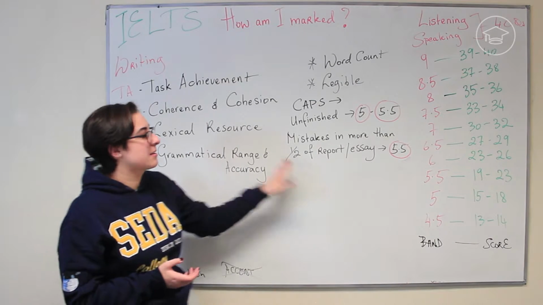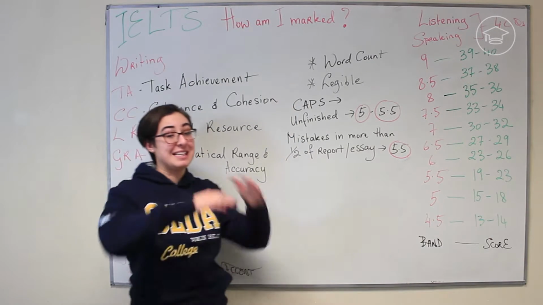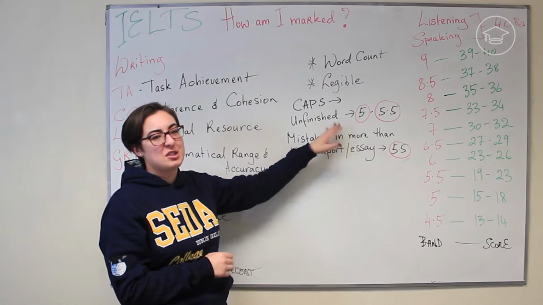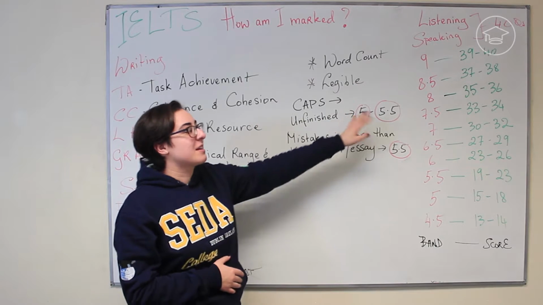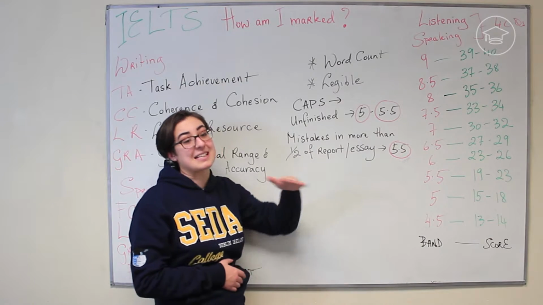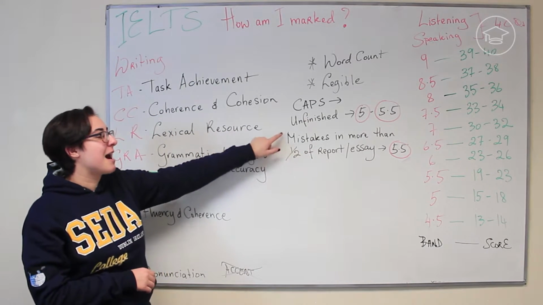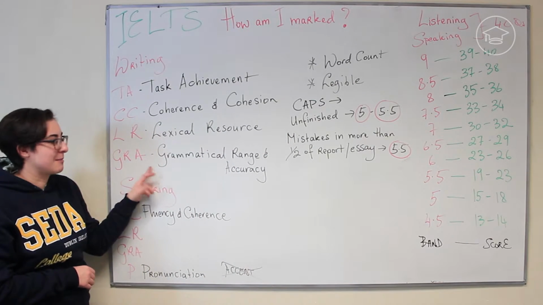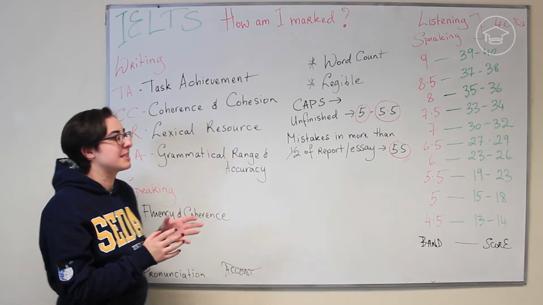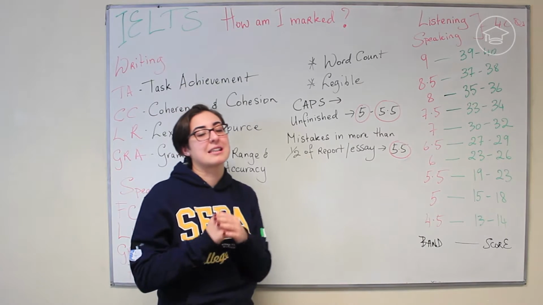Then this is another thing that not a lot of people know about, and they're called caps. A cap just means a limit. If your essay is half finished, totally unfinished, depending on how bad it is, it could be from 5 to 5.5, that's the cap. Another thing, and this is really, really huge: if you have grammar mistakes, any type of spelling, punctuation, tense, any type of mistake, in more than half of your essay, your score is capped at 5.5.